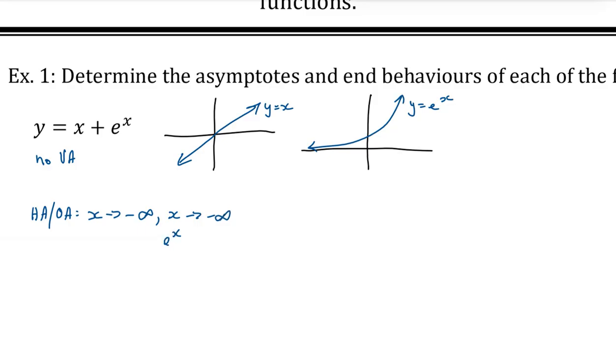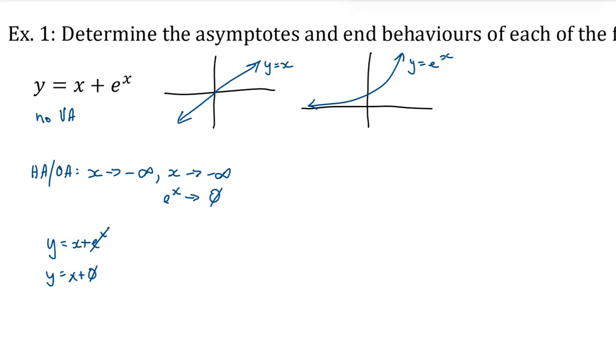What does e to the x do? It goes to 0. So this is the kind of question where you've got a function that is the combination of multiple functions, and part of it is going away. It's not exactly 0, but it's close to 0. So what do you think is happening here?